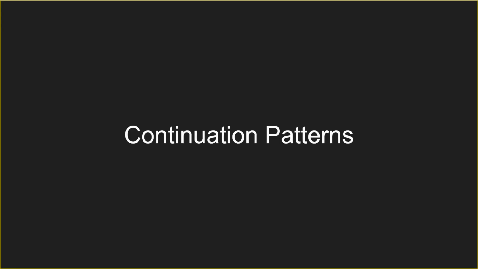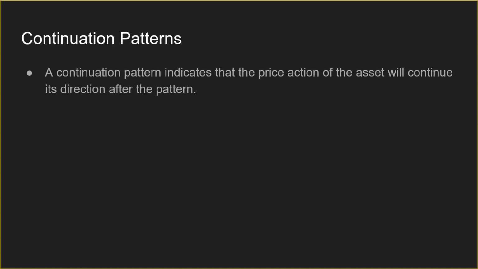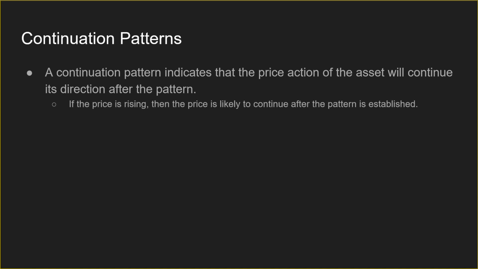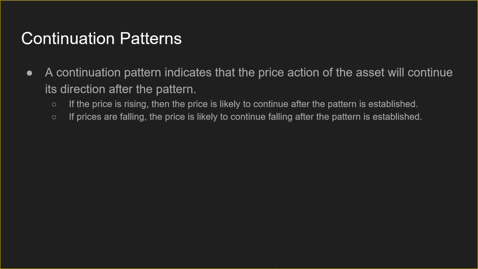The next type of chart pattern that we'll discuss is the continuation pattern. Continuation patterns indicate that the price action of the asset will, or is expected to, continue its direction after the pattern has been fulfilled. If the price is rising, then the price is likely to continue upward after the pattern is established. And if prices are falling, price is likely to continue downward after the pattern is established.